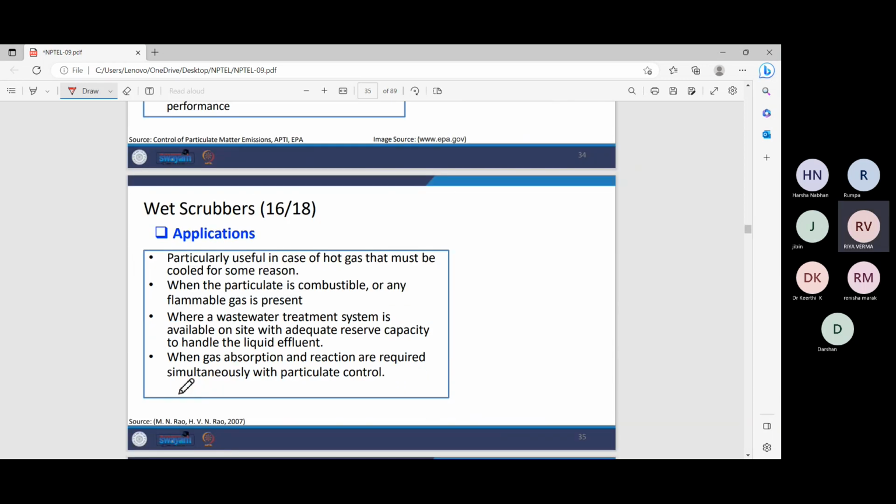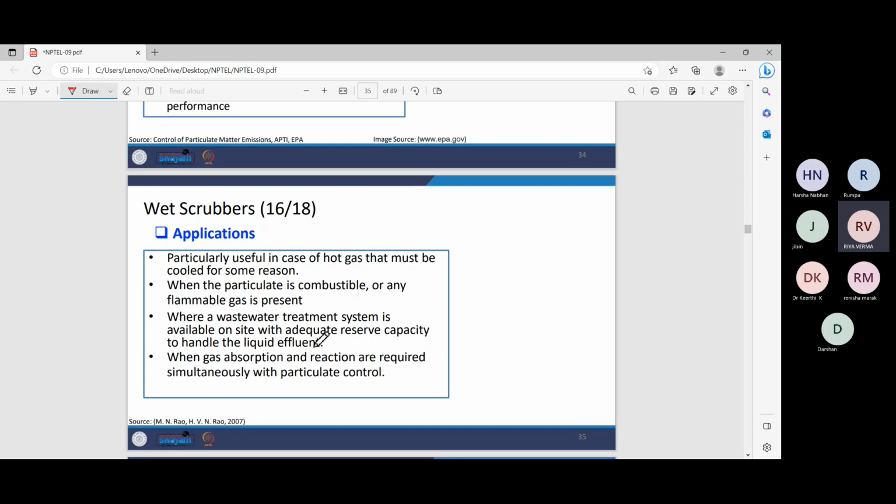The applications of these wet scrubbers. Basically, these are useful in case of hot gases because they serve two purposes. First, they can remove the particulates as well as the harmful gases from your airstream, and next, they can also cool down the gas stream. So that way, it's very useful. And when the particulate is combustible, or any other flammable gas is present in the airstream, so we can't go for any other treatment process, this wet scrubbing method is useful in such cases.